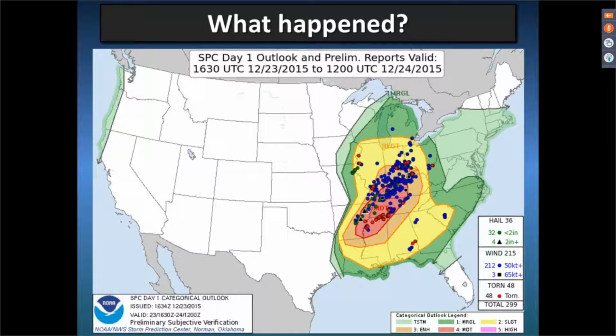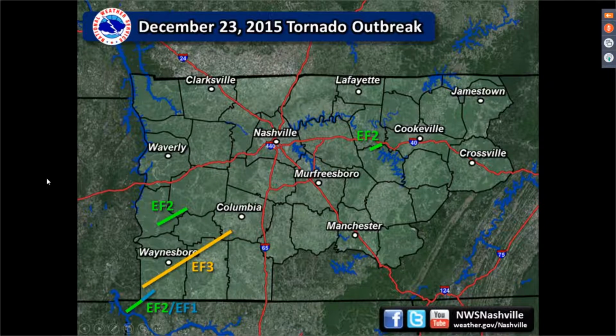So they did pretty well as far as the outlook for this day. And this was back on December 23rd, 2015. And here in Middle Tennessee, that tornado we were looking at on radar was this EF3 long track tornado that tracked for 50 miles from the Lutz area of southwest Wayne County, just southeast of Waynesboro, and then passed northwest of Lawrenceburg and Lawrence County and ended southwest of Columbia in Murray County, Tennessee.